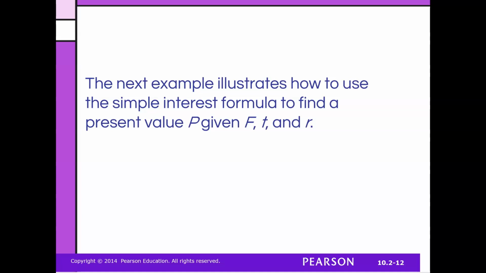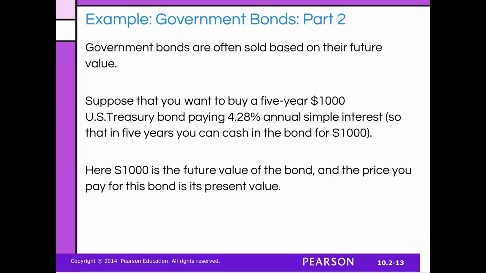All right, so in the next example, we're going to actually use that formula. Government bonds are often sold based on their future value. So suppose you want to buy a 5-year $1,000 treasury bond paying 4.28% annual simple interest, so that in 5 years you can cash in the bond for $1,000. So here, 1,000 is actually the future value, and the price you pay is the present value. So again, you're going to pay less, hopefully, so that you make money, and it ends up being 1,000.